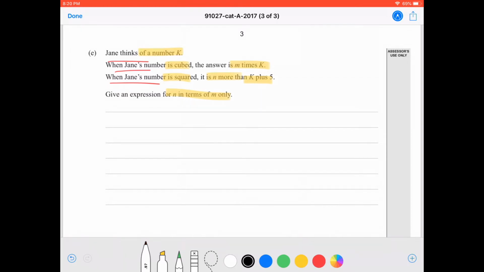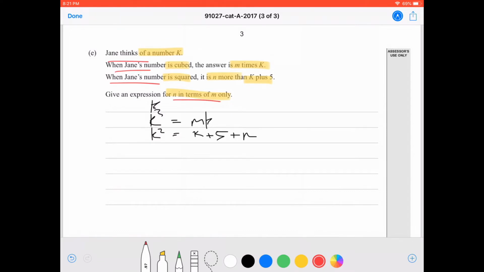So we've got this number k. When Jane's number is cubed, so k cubed, the answer is m times k, so let's say mk. When Jane's number is squared, the answer is n more than k plus 5. So that looks like you've got k plus 5, and the answer is n more, so plus n. Okay, and again we want to give an expression for n in terms of m only.